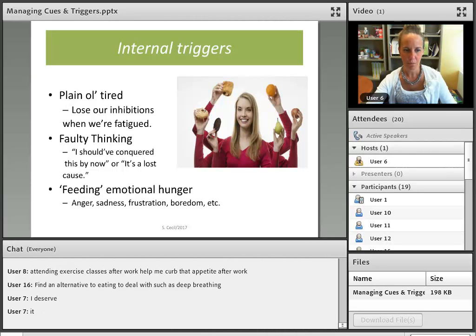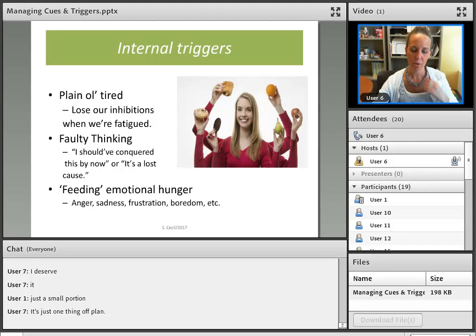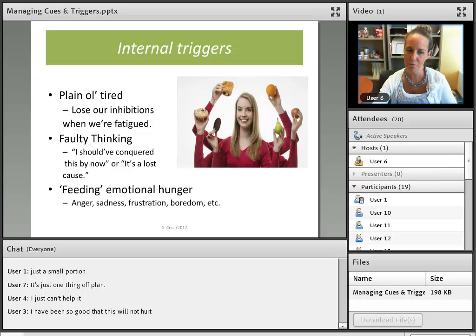So it doesn't look like we have, let me see. Oh, I deserve it. Oh, it'll just be a small portion, that sort of thing. And we're gonna go over some examples at the end, and there are some more that I think you guys will relate to that can be internal triggers. It's just one thing off plan. I just can't help it.